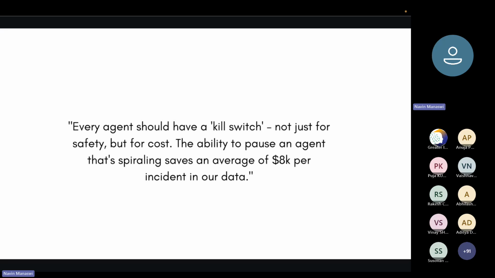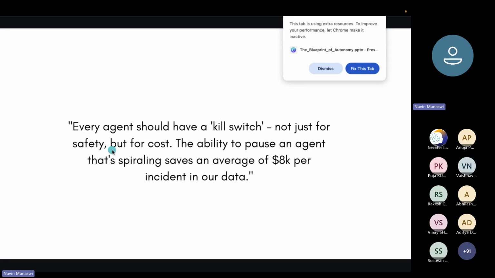Every agent should have a kill switch, not just for safety, but for cost. The ability to pause an agent that is spiraling saves an average of $8,000 per incident. When an incident happens, you have a high chance of losing big money. For example, if you are offering loan services, insurance services, or any financial services, the penalty is generally very high. You can give a wrong, big loan to the wrong person, so you will lose $20,000 in one go directly. So your incident cost is generally very high, and that can be mitigated in a very big way by this autonomous, governance and compliance based agent. That is the message we want to convey.